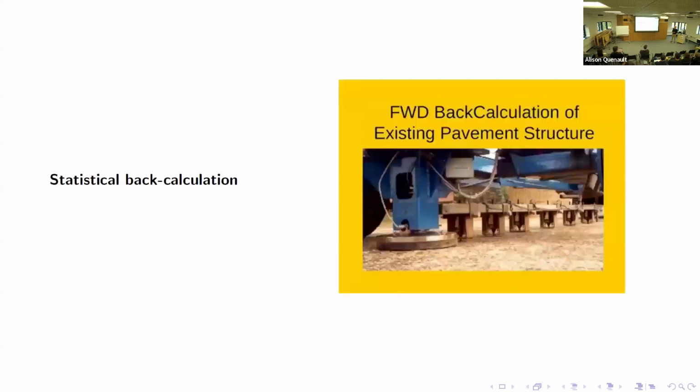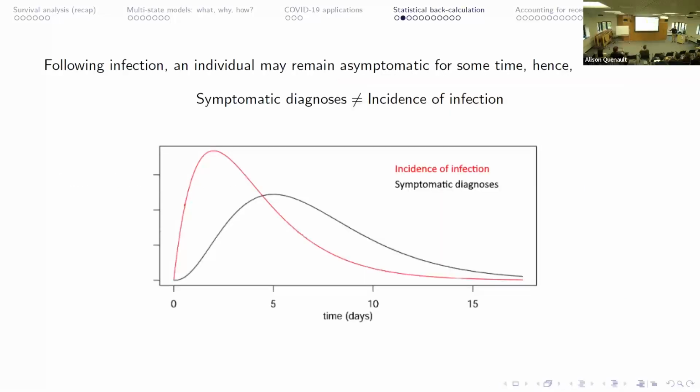For the rest of the presentation, I'm going to be talking about statistical back calculation. I've made a distinction here about statistical back calculation, because if you search back calculation on Google, this plot comes up about pavement structure. We're not talking about this today. We're going to talk about statistical back calculation. What's the idea behind this?